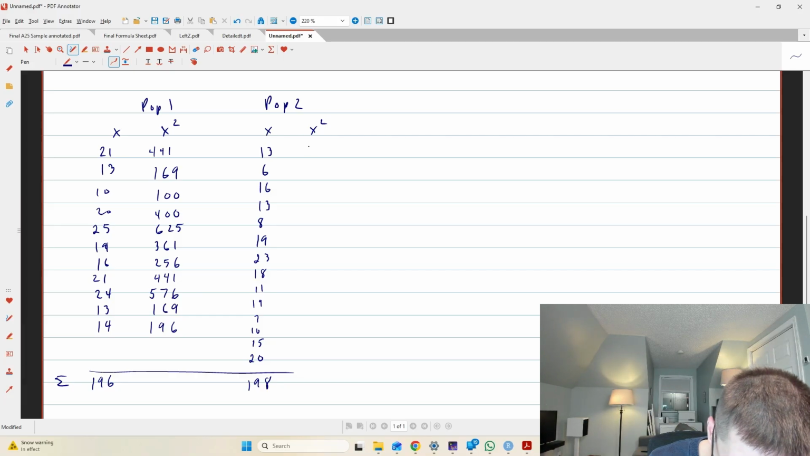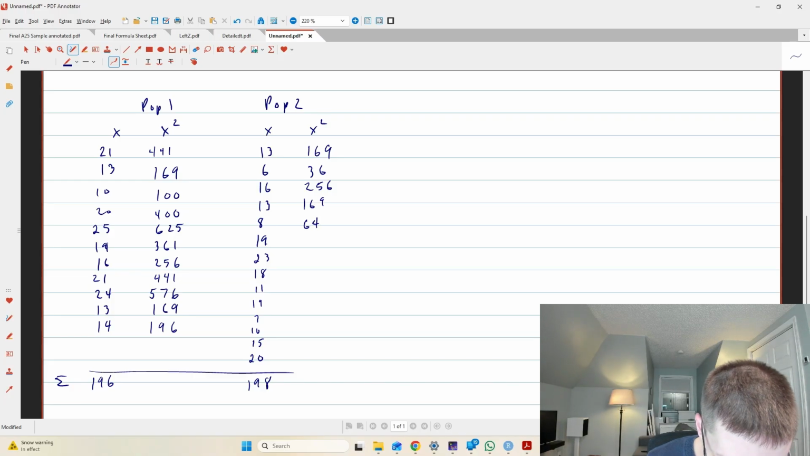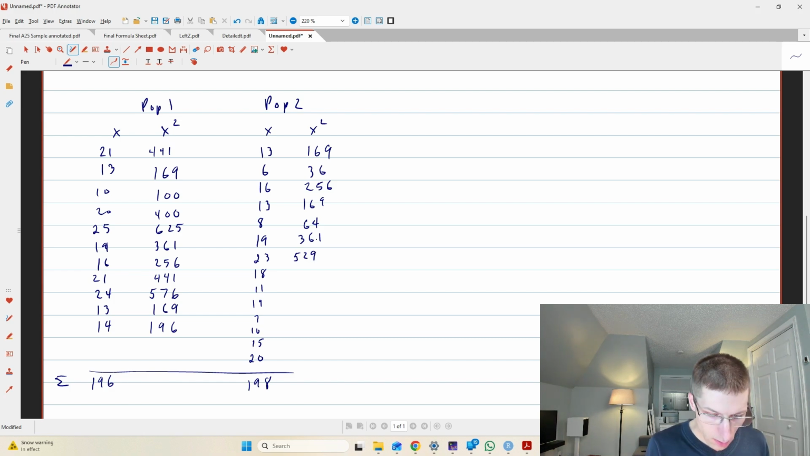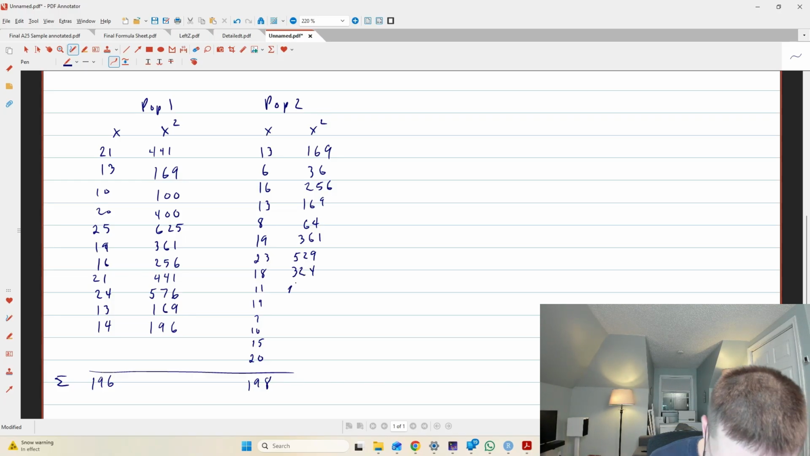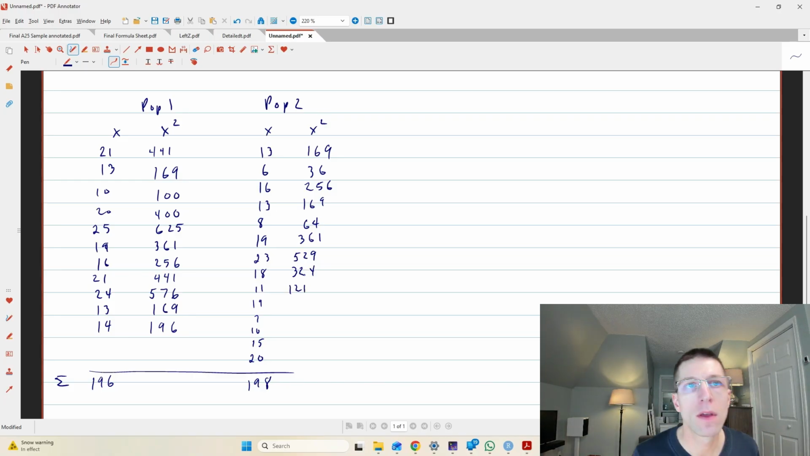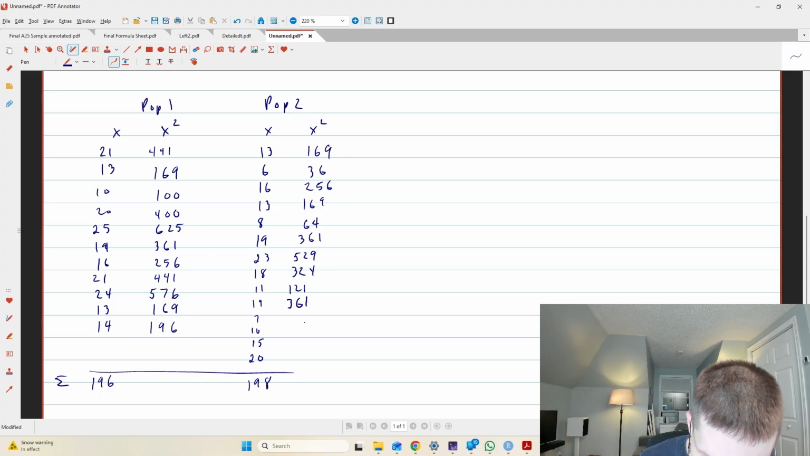Let me do population 2. Some of them I can find in the ones I just did. 13 squared is 169, 36, 256, 169, 64, 361, 23 squared, 529, 18 squared, 324, 121, 19 squared again, is it 19, right? Yep. 361, 49, 100, 225, 400.